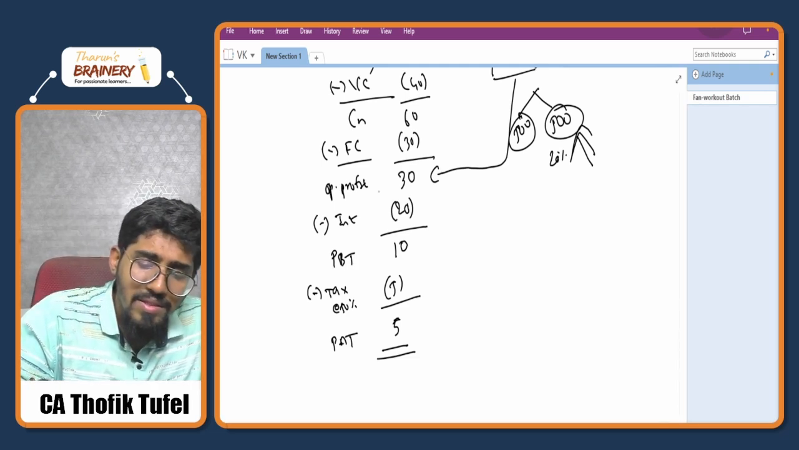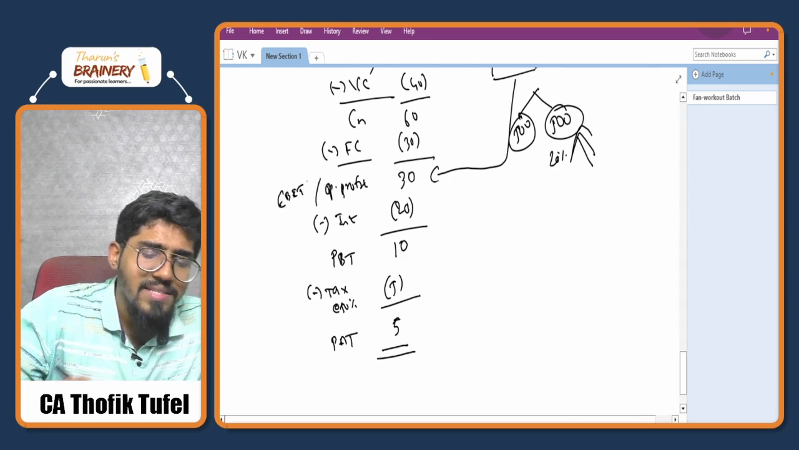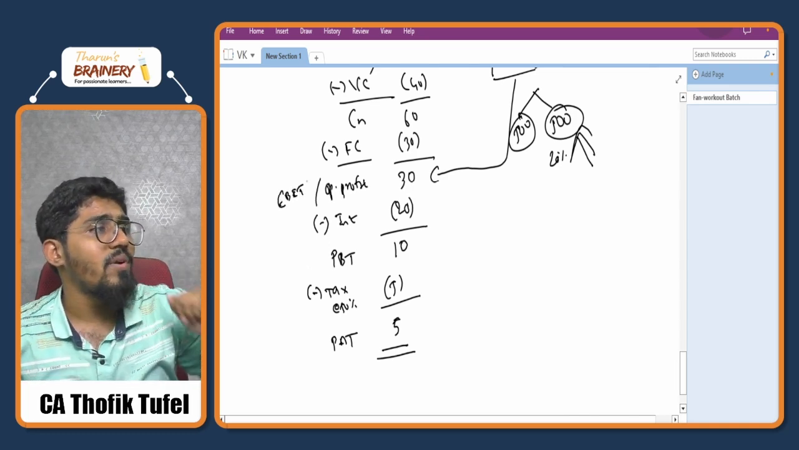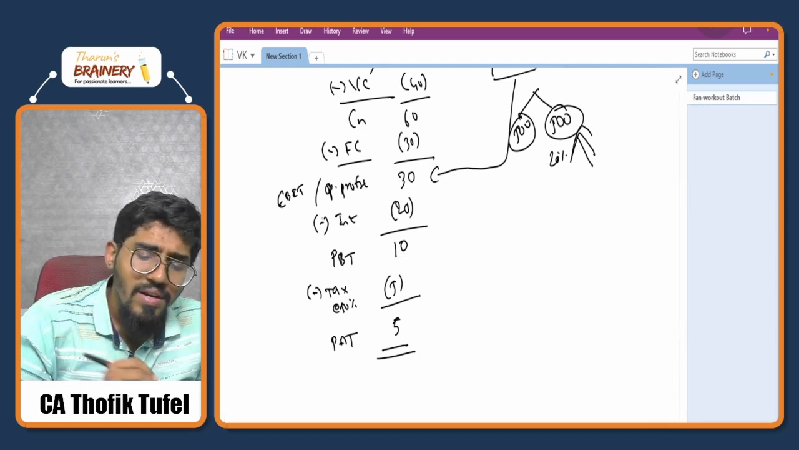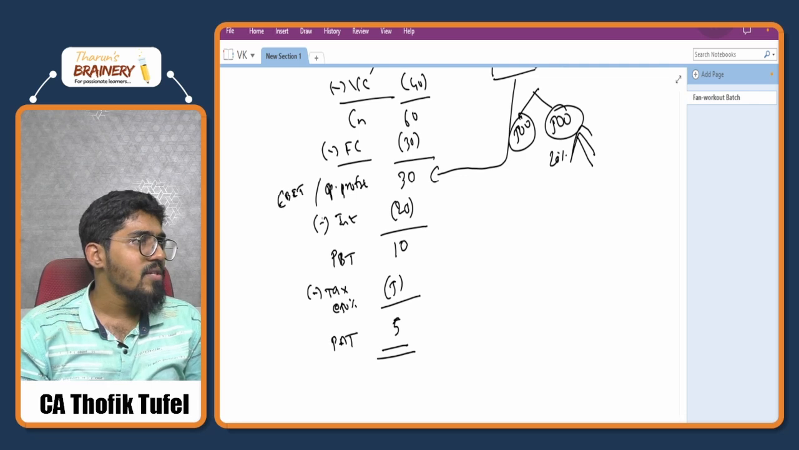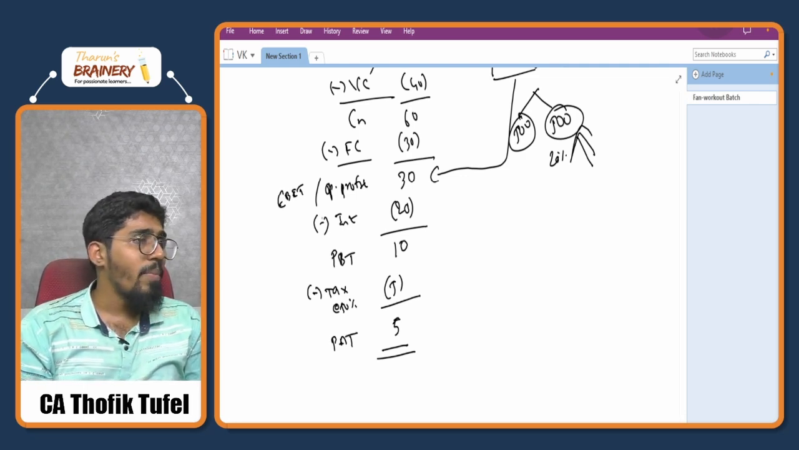Now this, I also call it earnings before interest and taxes, EBIT, because this is the earnings before interest and before taxes, correct? So I can also call it EBIT. It is also called operating profit. So EBIT is nothing but operating profit.